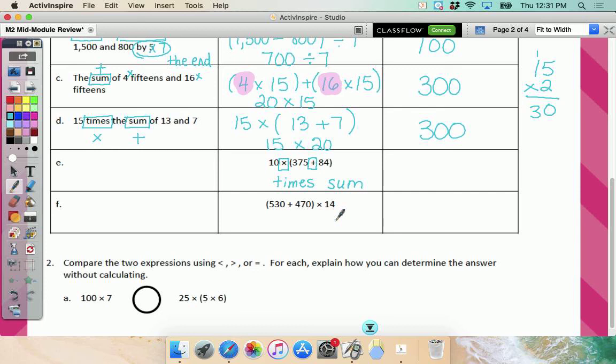Then you're going to go back, look at D. D has times and sum. So I get to copy. The only thing I have to change is what? The numbers. All right. So let's start with 10 times.